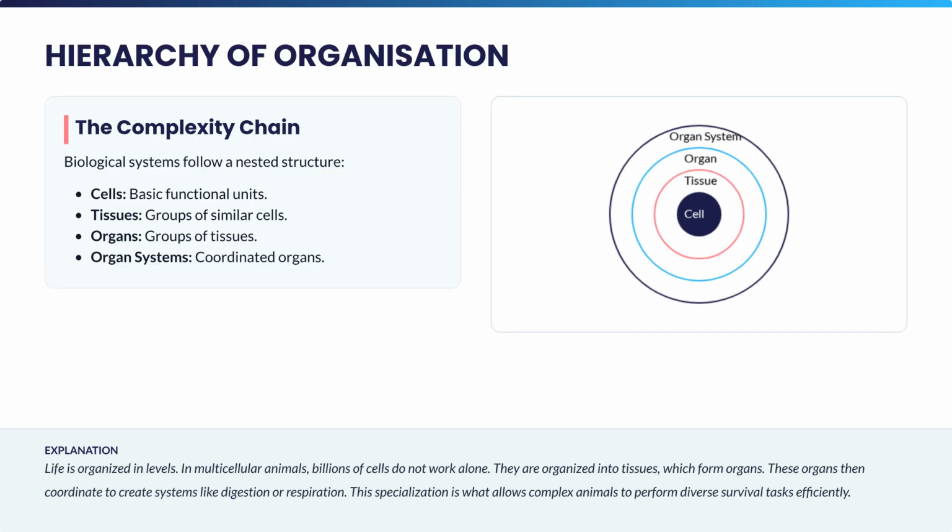Life is organized in a nested hierarchy. Cells form tissues, tissues form organs, and organs coordinate to create organ systems. This specialization allows complex animals to perform diverse survival tasks efficiently.